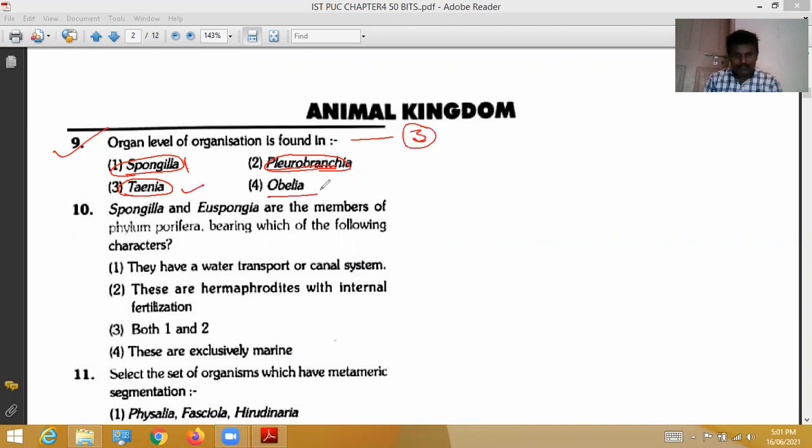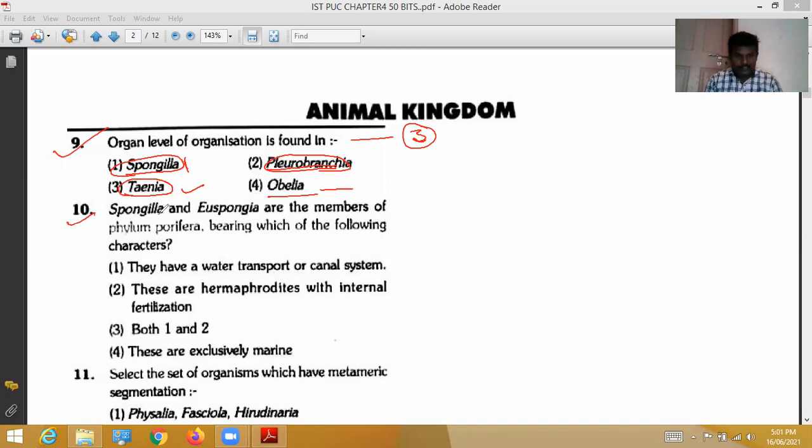Obelia belongs to the phylum Coelenterata. In this one, we can see the tissue level of organization. Among these four options, the correct option is 3. Third option is correct. Next, let's see the 10th question.